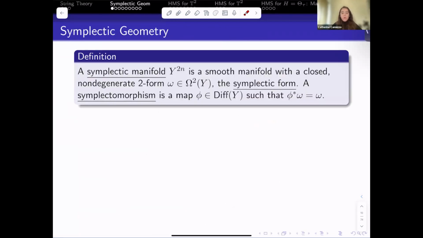So what is symplectic geometry? A symplectic manifold is an even dimensional, smooth manifold, and it comes with a closed non-degenerate 2 form called the symplectic form. Within the category of symplectic manifolds, you say that they're equivalent if they're symplectomorphic. A symplectomorphism is a diffeomorphism phi, which preserves this 2 form. So phi pullback of omega is equal to omega.